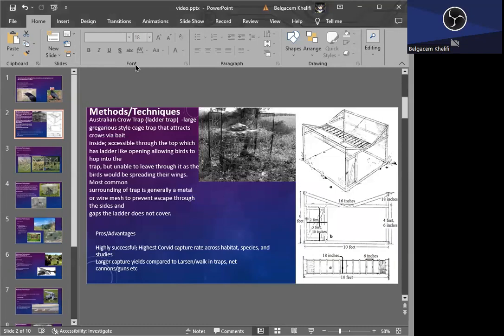The first method is the Australian crow trap or the ladder trap, which is like a large gregarious style cage trap that attracts birds via bait and is accessible via the top through these ladder openings, which allows the birds to get in with their wings closed, but they cannot escape as they need to open their wings to fly out. Some of the advantages to using this is that it's been reported as highly successful, with one of the highest corvid capture rates across different habitat species and different studies, with an overall larger capture yield compared to Larson, walking cage traps, and obviously net guns and cannons.